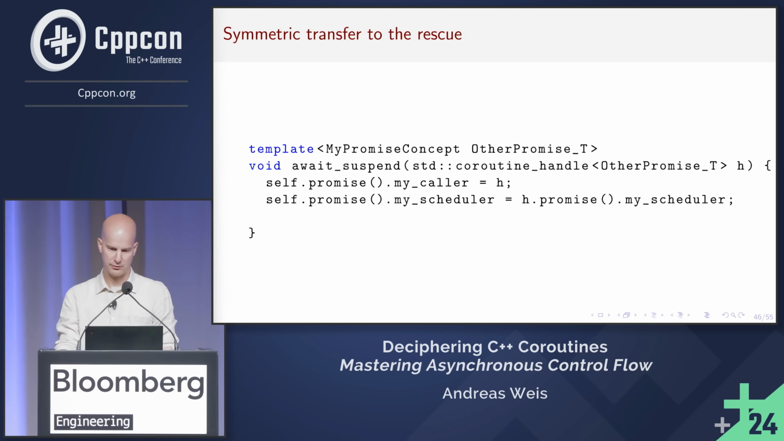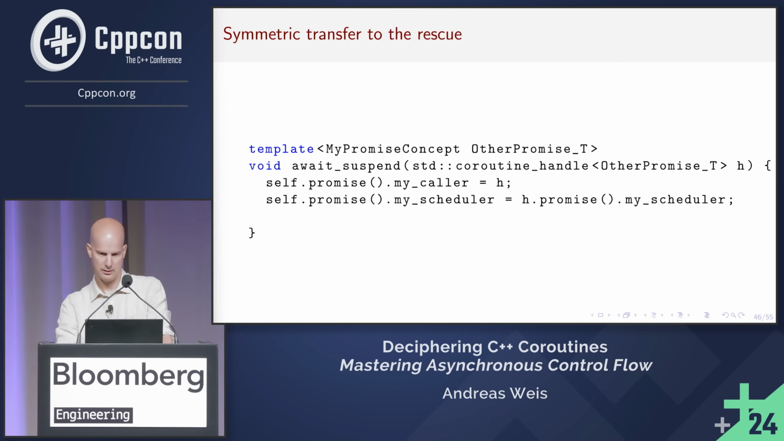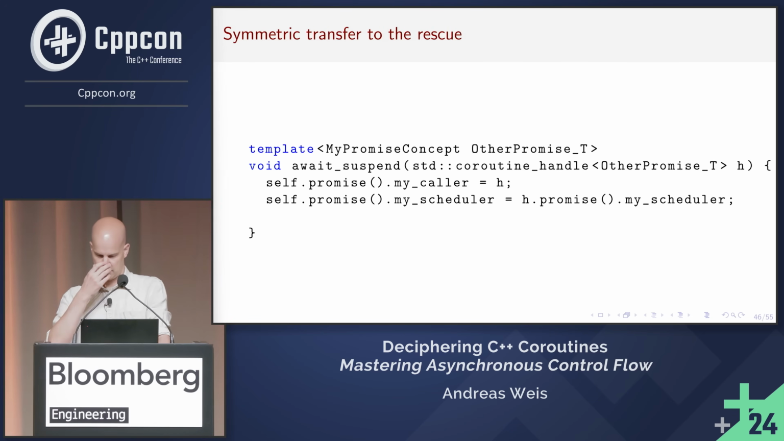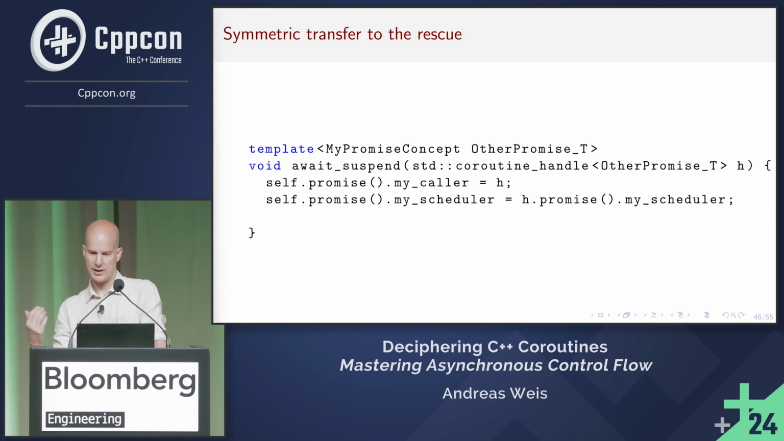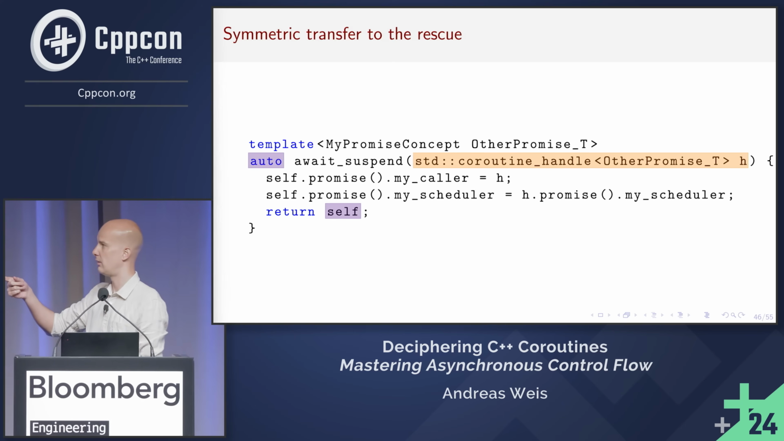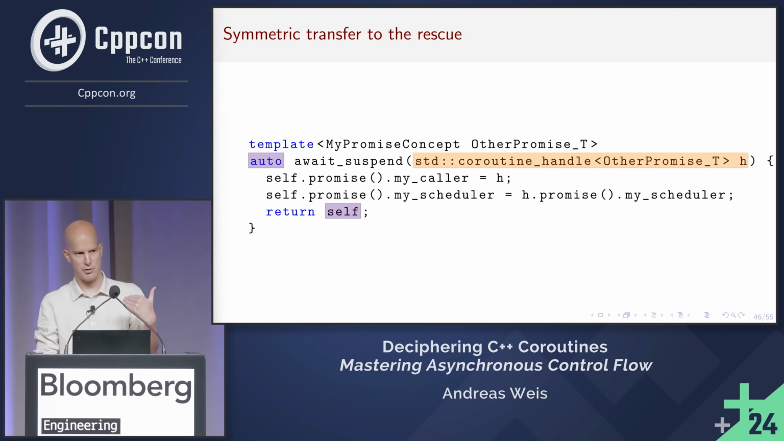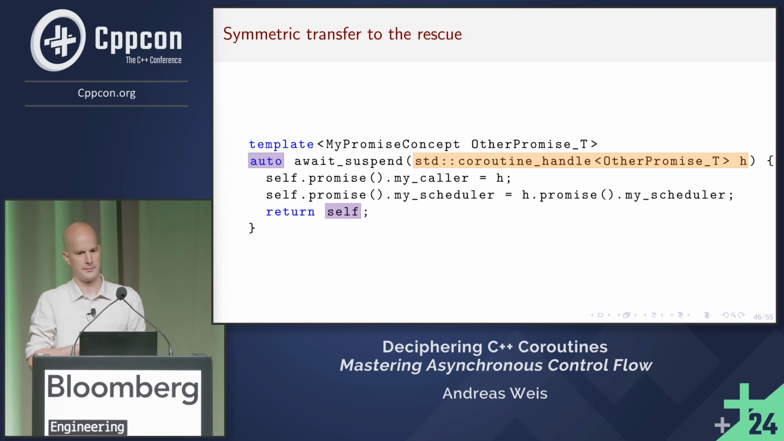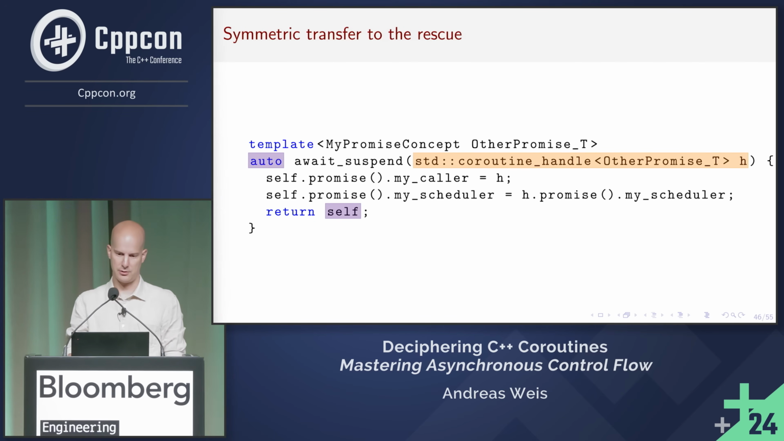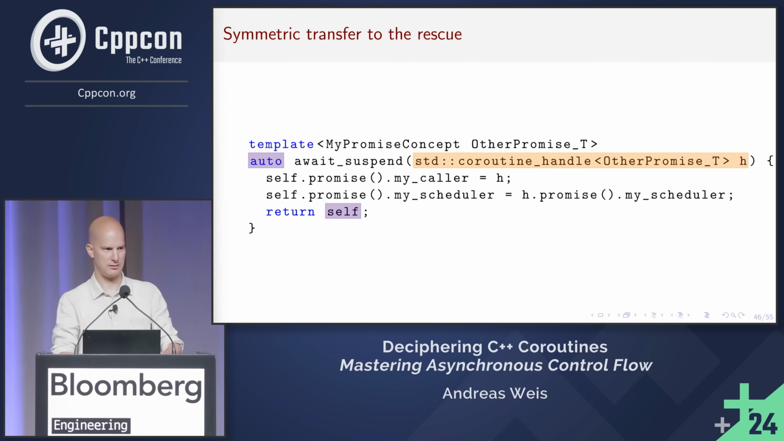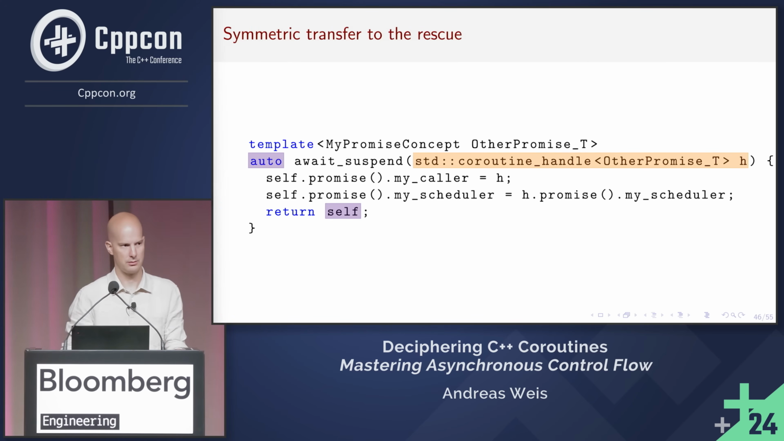Fortunately, symmetric transfer can once again help us here. If we look again at the different kinds of handles that we have here, we get as an argument the handle to the outer function. But remember that in the very beginning, when we set up the async object, we already saved the handle to the inner function. So we can now use symmetric transfer, once the await suspend has finished, to immediately hand control back to the inner function.